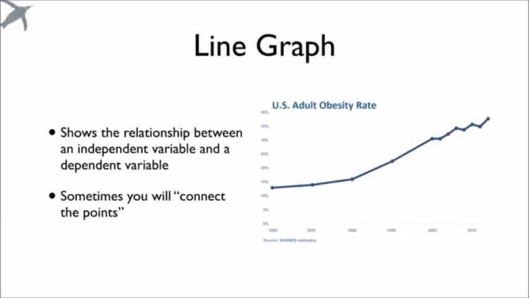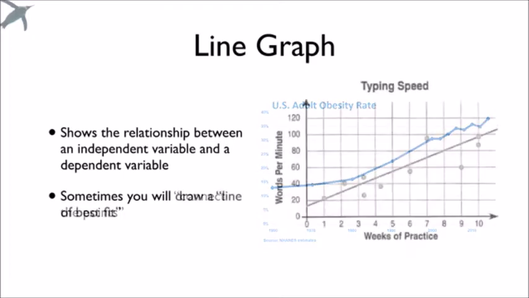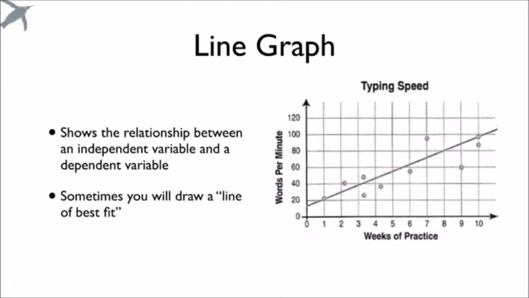A line graph is something that we're going to be looking at in more detail, and it shows you a relationship between a dependent and an independent variable. We are going to get into that in just a second. In some line graphs, you will be asked to connect the points in our graph, like the one shown here, and sometimes you will be asked to draw a line of best fit, and we're going to be doing that here in just a moment.